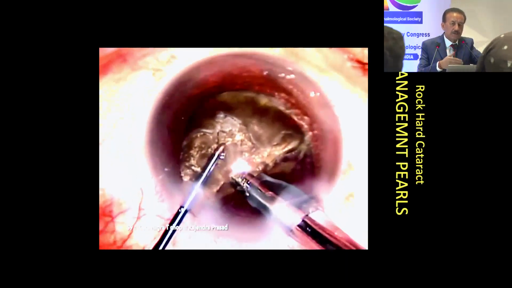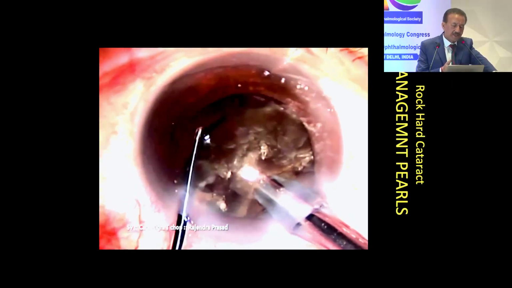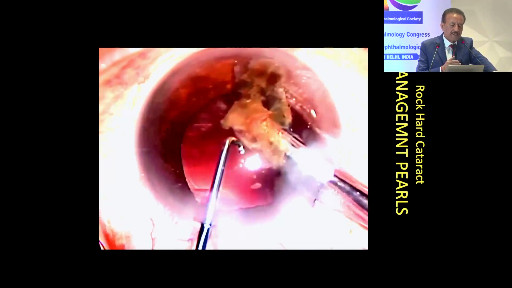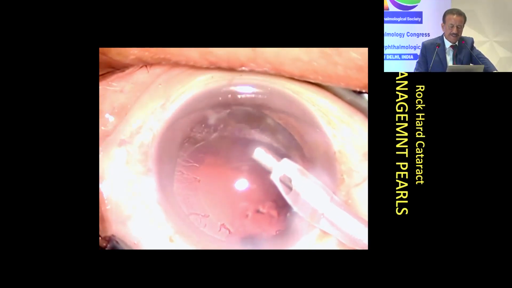Otherwise normally you would require ECCE or MSICS in these cases, but here with this device you can see even this kind of nucleus you can crack, and you can emulsify very simply, and you can see the pristine clear cornea on the next day itself.